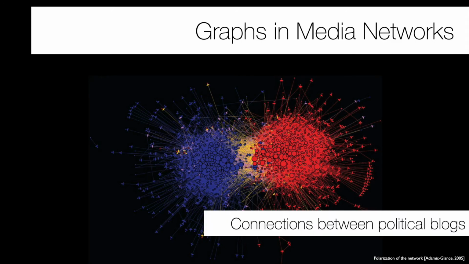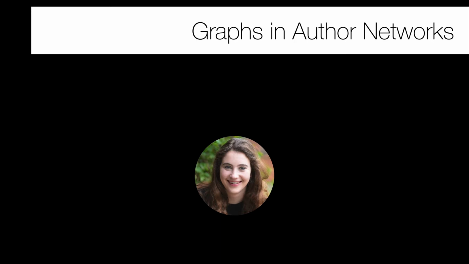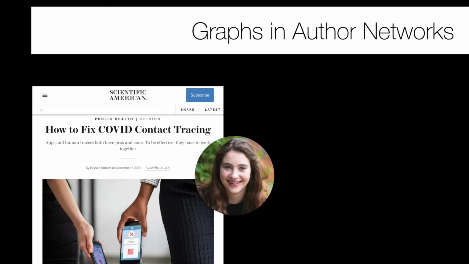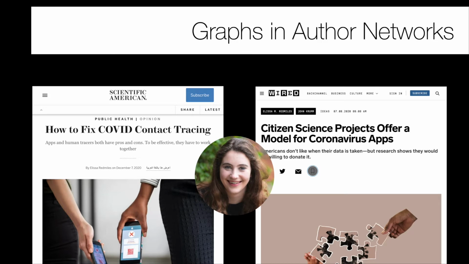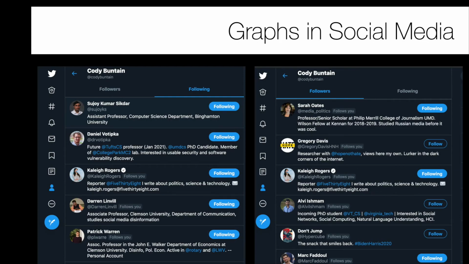There are also graphs in media networks. So here, this is from about 15 or 16 years ago, where the authors of this paper looked at how political blogs linked to each other, referred to each other, which breaks down pretty clearly in the United States into liberal and conservative or left and right style parties. You can talk about graphs and author networks. So a friend of mine, Alyssa Redmiles, writes for Scientific American, but she has also written op-eds for Wired. So you can talk about different news sources or magazines and how they're connected through authors who write for multiple sources. And of course, the graphs in social networks or social media that you may be much more familiar with.